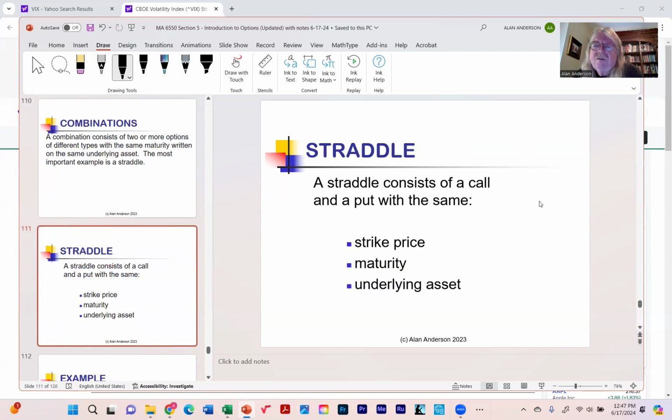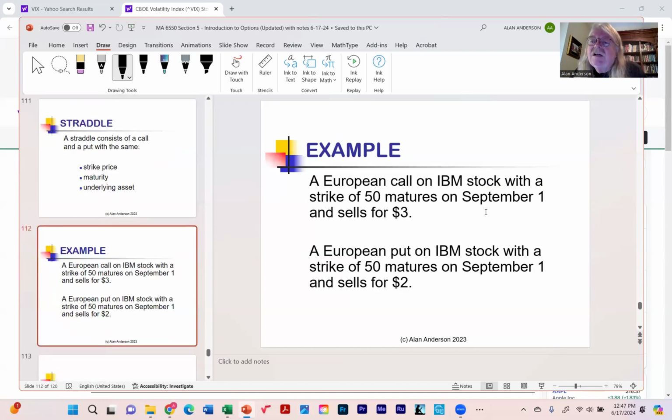So with the straddle, this is the most important one. This is the one that really sets the tone for the rest of them. We're going to buy a call and a put that are identical in every other way. In other words, they have the same strike, the same maturity, the same asset. What is that going to get us? Let's find out.